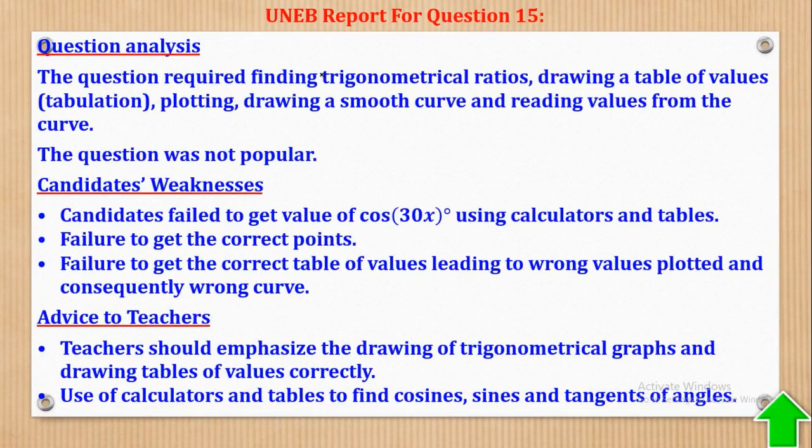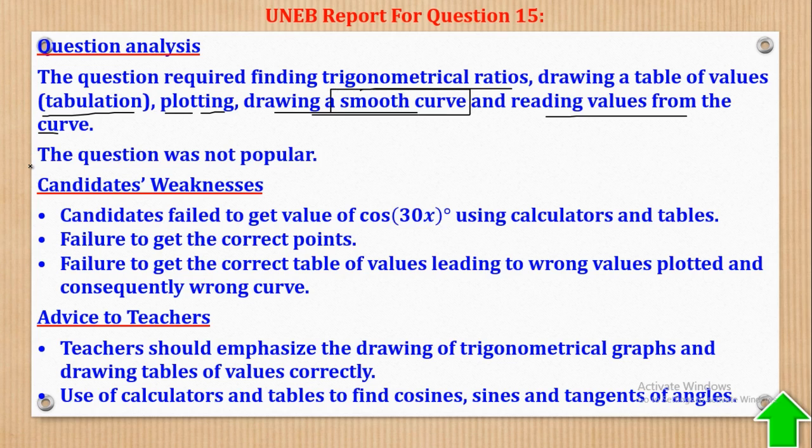So now let's look at the report for question 15. Question 15 says that the question required finding trigonometrical ratios, drawing a table of values or tabulation, plotting, drawing a smooth curve, and reading values from the curve. So the curve has to be smooth. The question was not popular.